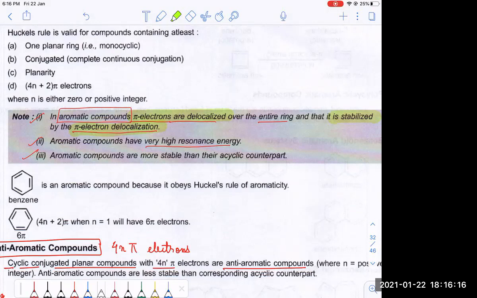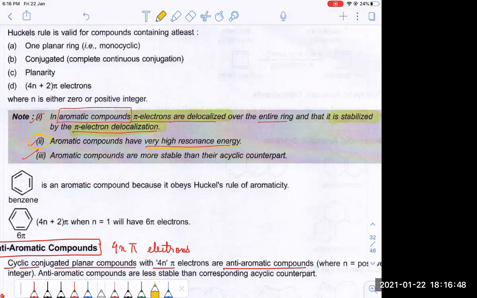Okay, let's see some more. The second one I am reading: aromatic compounds have very high resonance energy. Definitely, the resonance energy is very, very high. What do I mean by that? The resonance energy is the difference between the canonical structure and the hybrid structure.